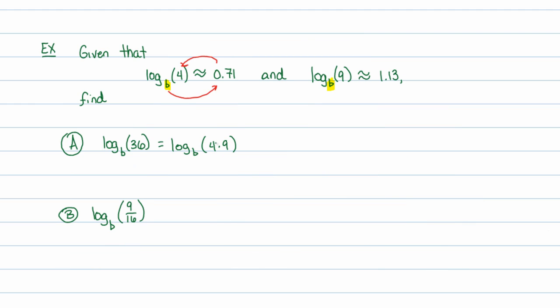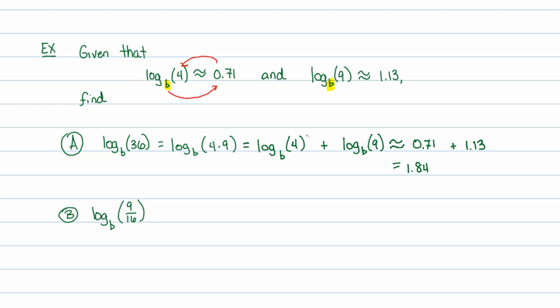In other words, when you have multiplication going on inside your logarithm, you can split it as an addition on the outside. So that's log base b of 4 plus log base b of 9. You're always looking for these properties to see if you can use them. The reason I chose to do that is because I know roughly what log base b of 4 is, and roughly what log base b of 9 is. So this is roughly, not exactly, equal to 0.71 plus 1.13. If you add those up, you get 1.84. A little note on this notation that I'm using here.